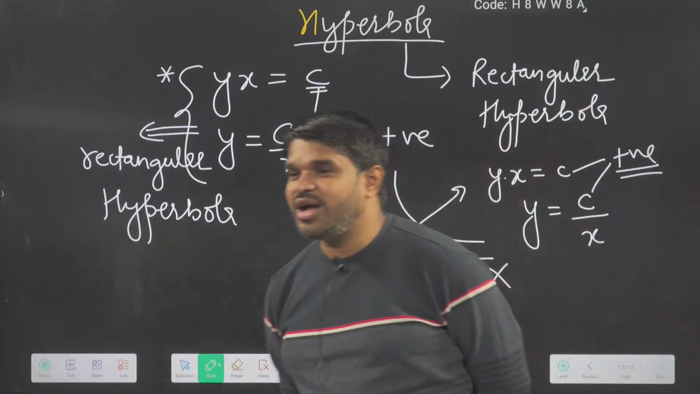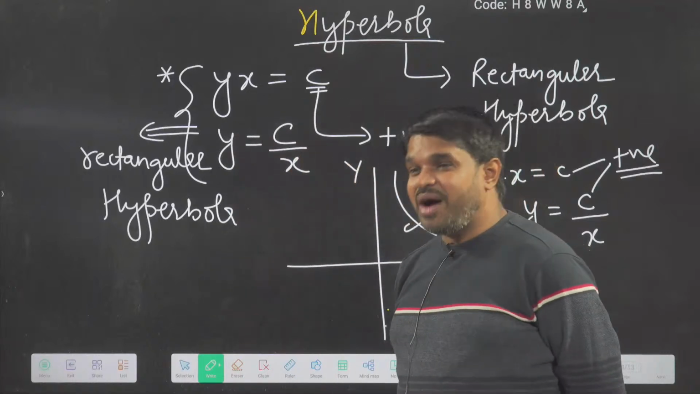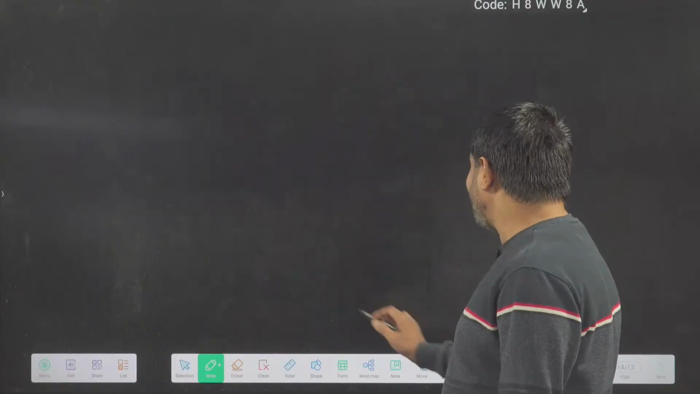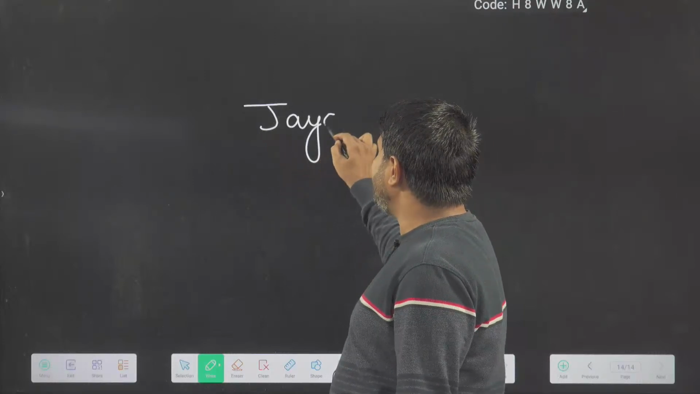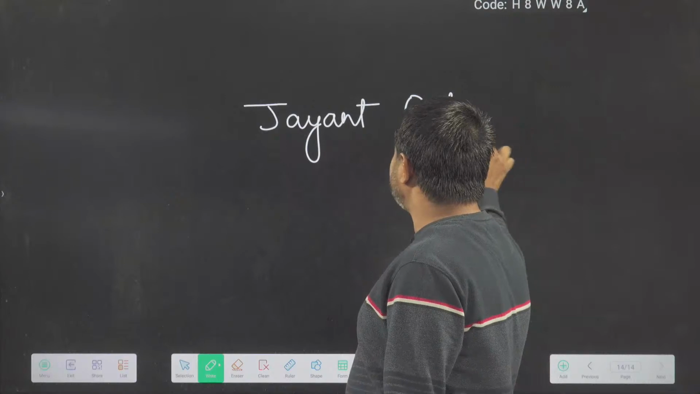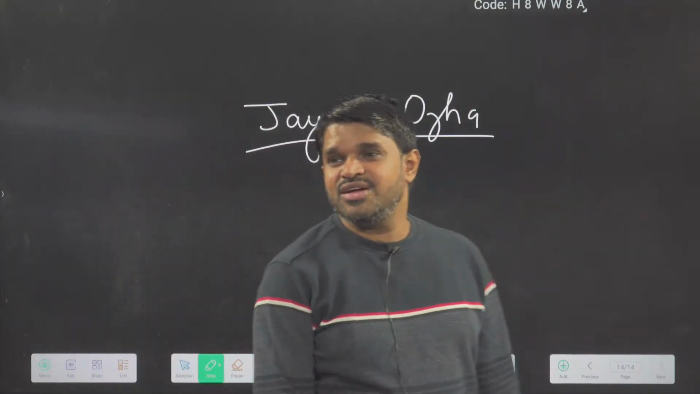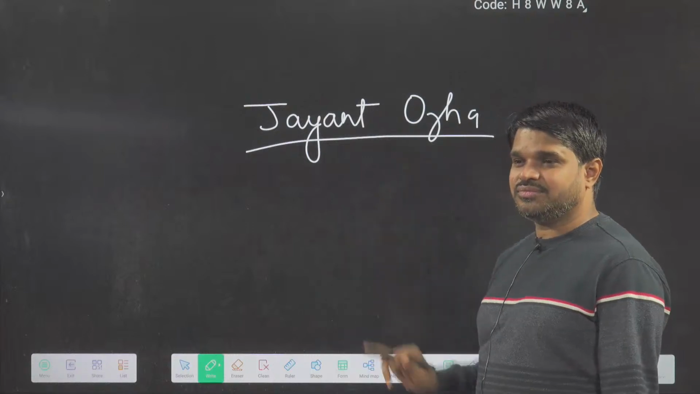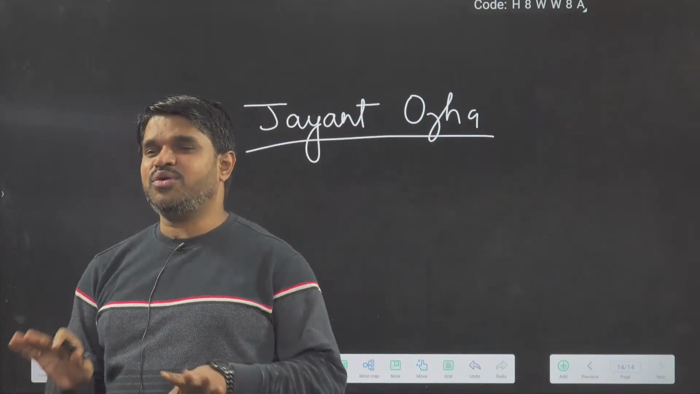Okay, so enjoy. Someone is asking my name. Okay, I am telling my name. My name is Jayant Ojha. So this is my name, Jayant Ojha. Okay, so that is all for today.